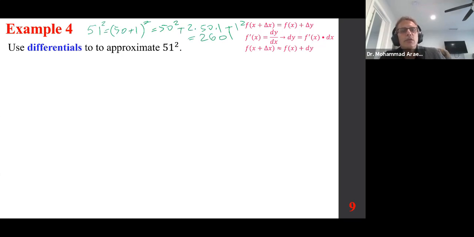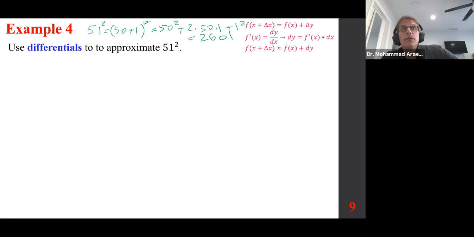But how do you use the differentials? You need two things. First, you need a function that mimics this. So all you have to do is ask yourself, what am I doing? What is my operation? 51 squared. So you say, I want a squaring function. So f of x is x squared. That's the function. F of x equals x squared.